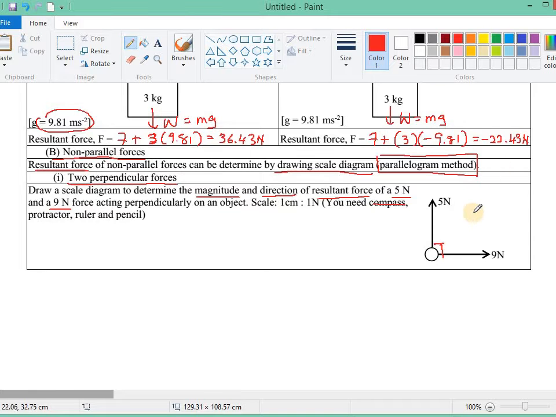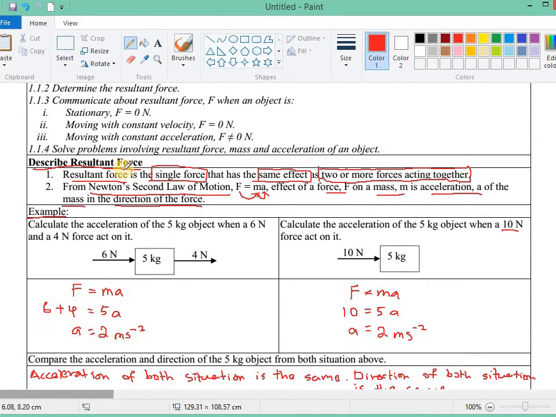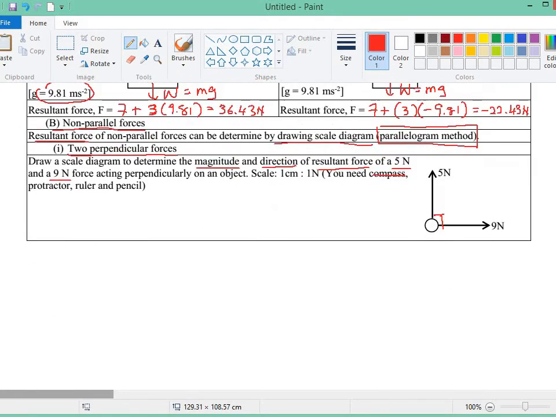Okay, so just now we said that the resultant force is the single force that has the same effect as two or more forces acting together. That means one single force can represent two or more forces. Okay, so we look at this situation.